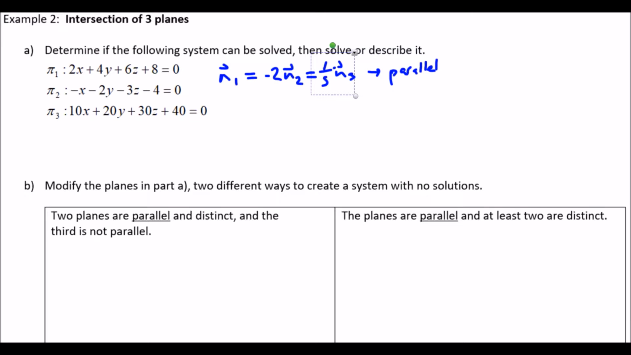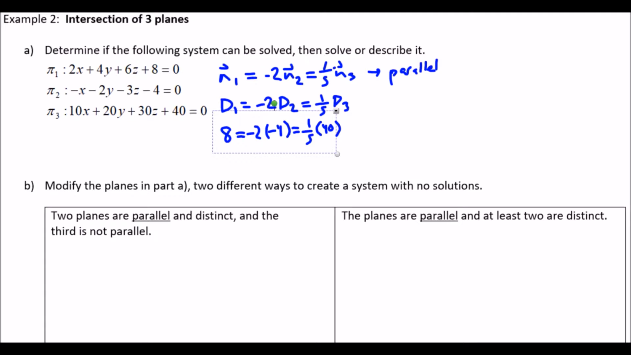Okay, let's look at the d values now. Is d1 equal to negative 2 d2? And then this is equal to 1/5 d3. Well, let's look here. I plug in some values. 8 is equal to negative 2 times negative 4, which is equal to 1/5 times 40. And these are absolutely true. What does that mean, Mr. Wills? That means that the 3 planes are coincident.